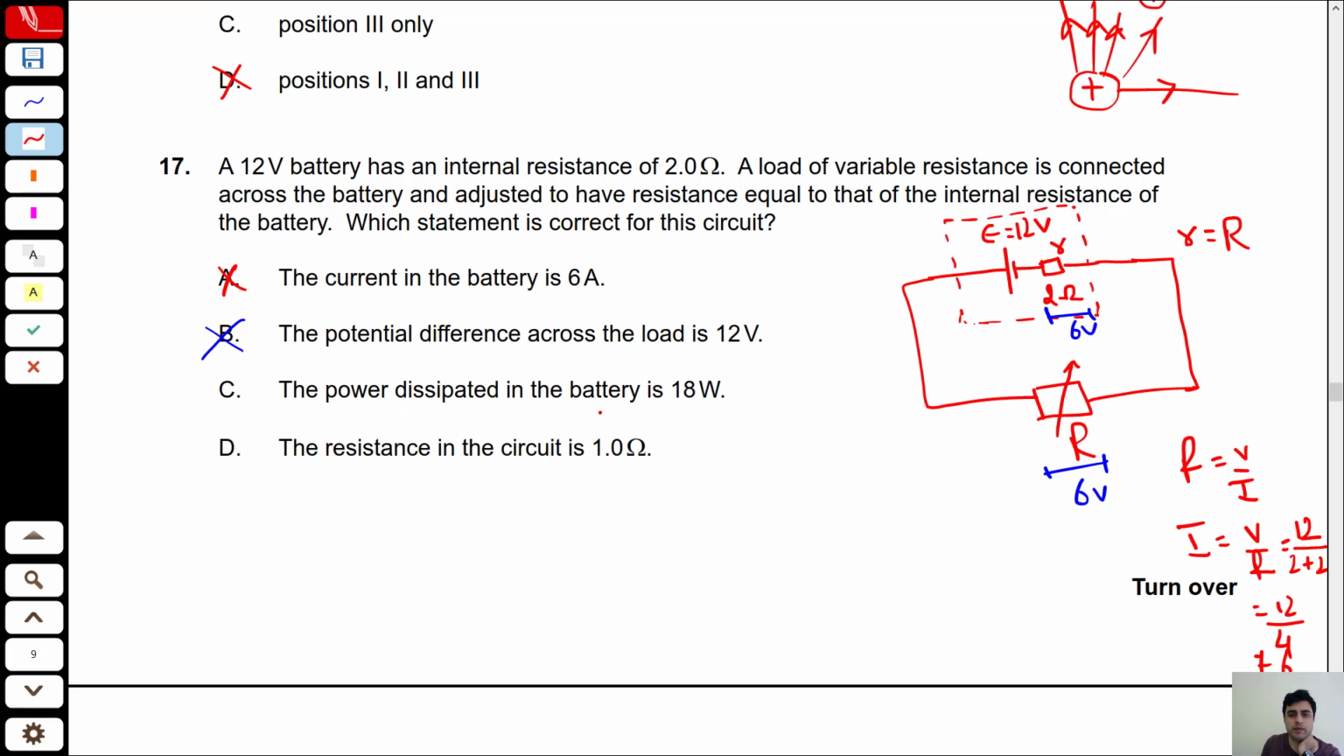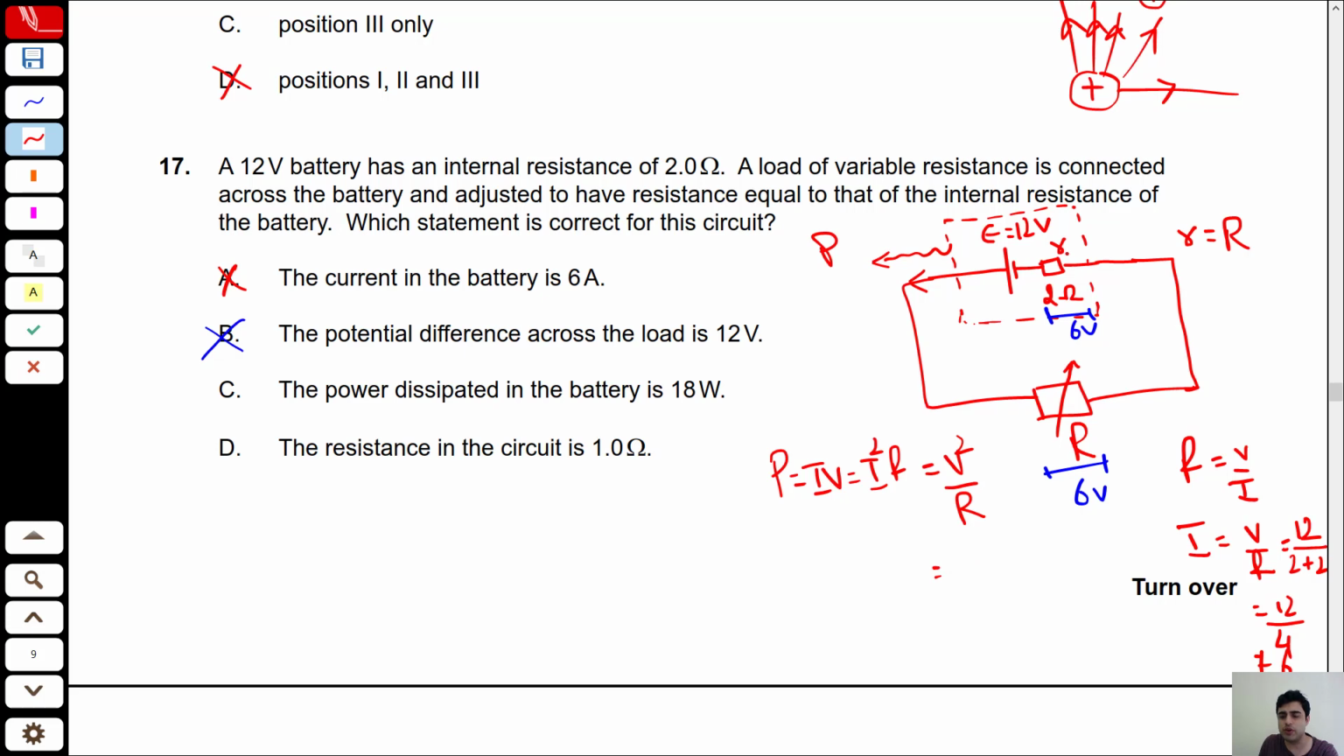C: the power dissipated in the battery is 18. So this is a whole battery, and this battery is dissipating or losing some power. Now the power lost by the battery is because of the presence of internal resistance. We already know that there are 3 different equations for power: power equals IV, I squared R, which also equals V squared over R. I will suggest using the third equation because we don't have any information about current here. We could find the current first by using this method, but there's no point in doing more work. It's an MCQ, so we have to be very straightforward and smart about the question.